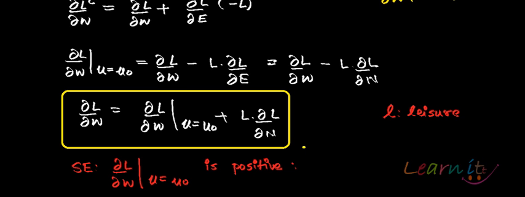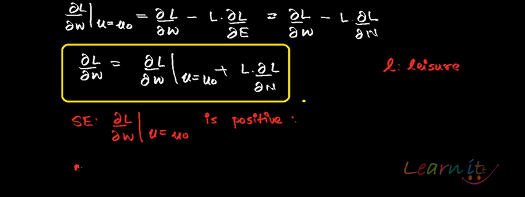And the income effect is basically L into del L by del N. Well, you've already seen that del L by del N is negative. You've already proved this in the earlier recording: as the non-labor income increases, you'll be supplying less labor. You'll have more leisure. So del L by del N is negative.